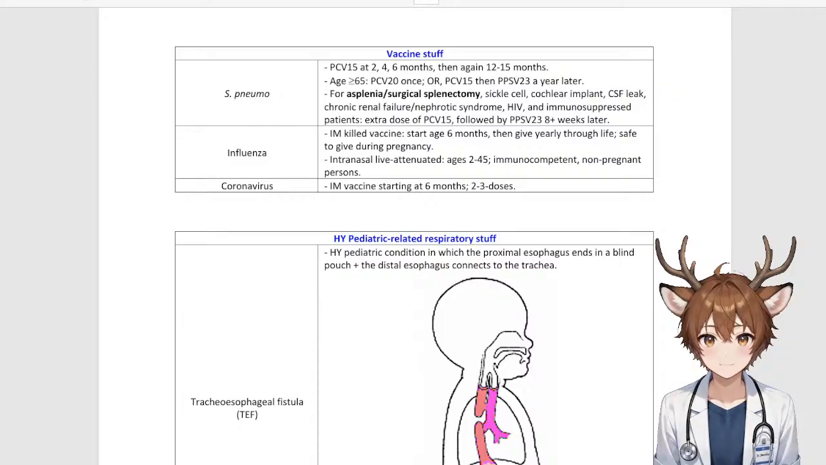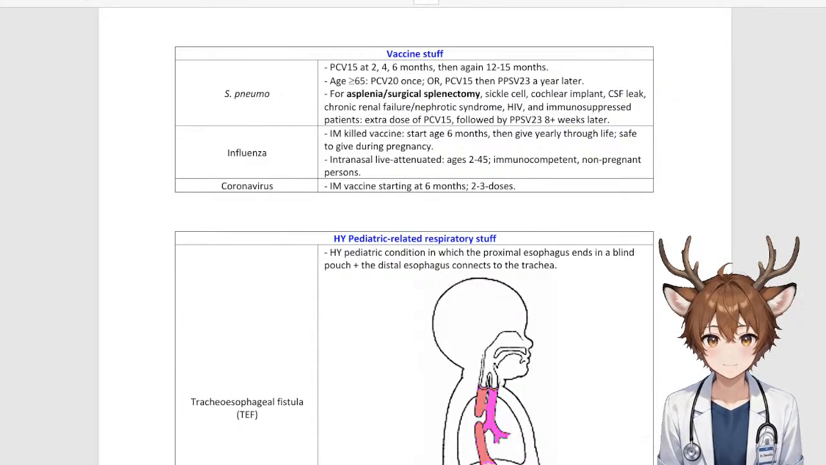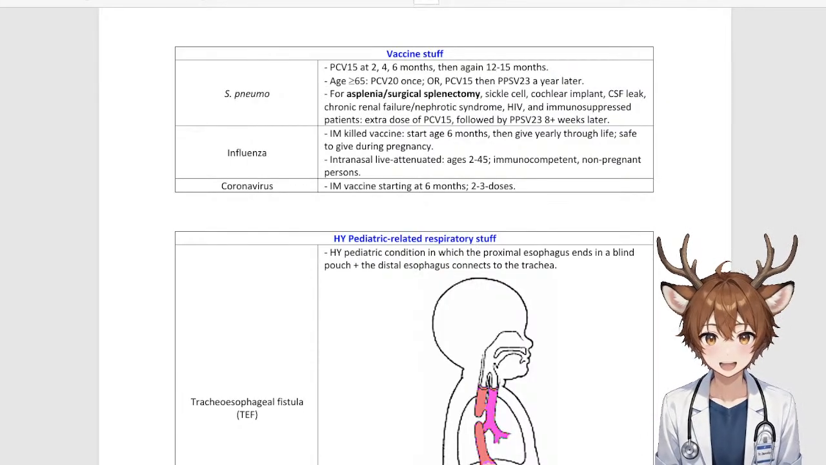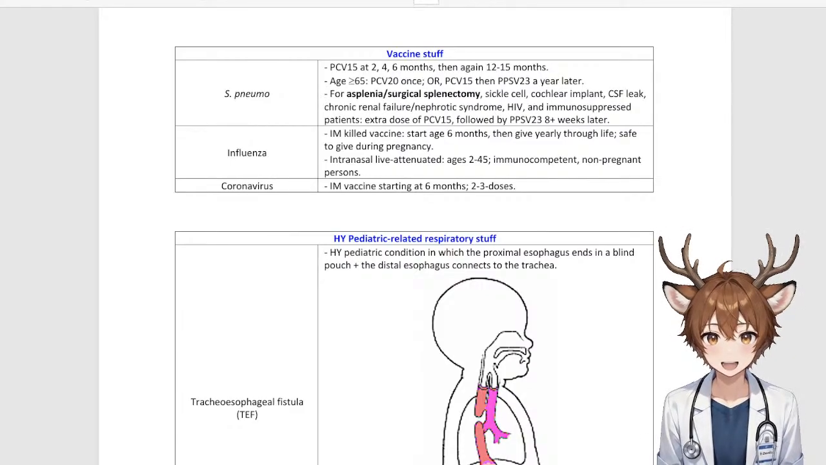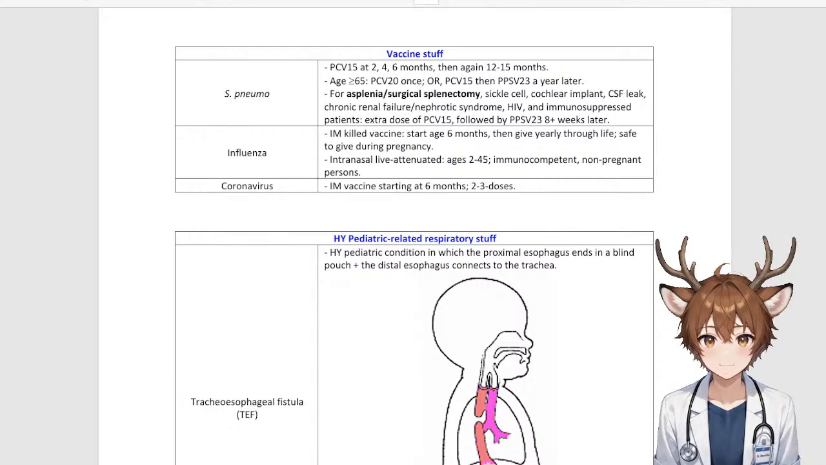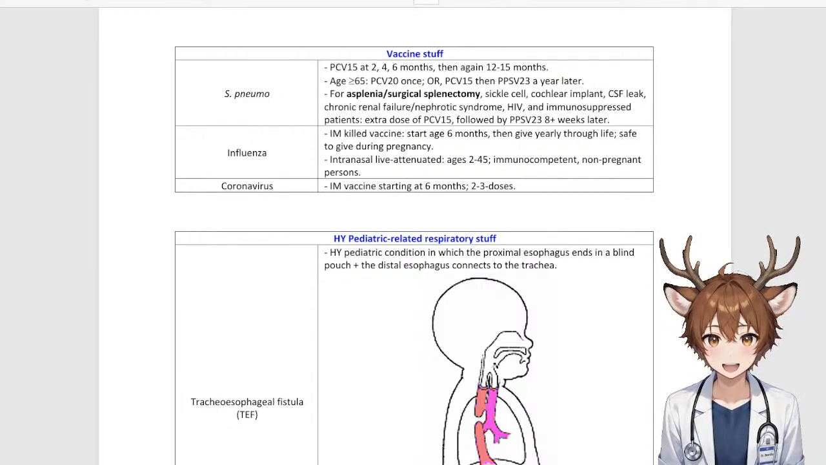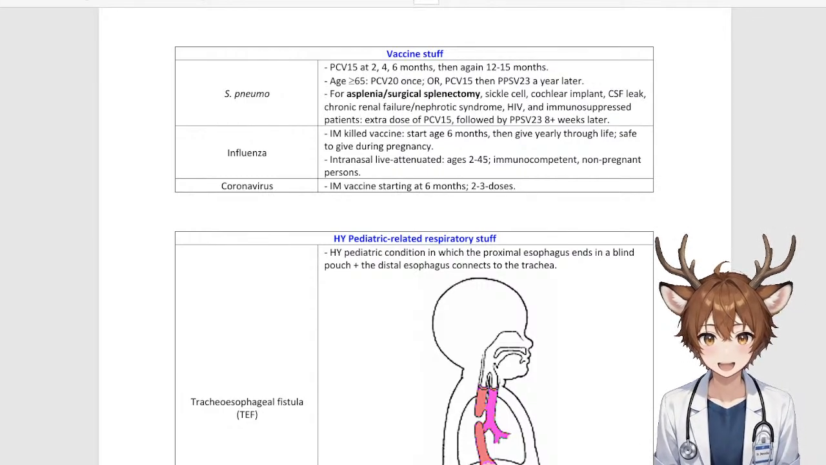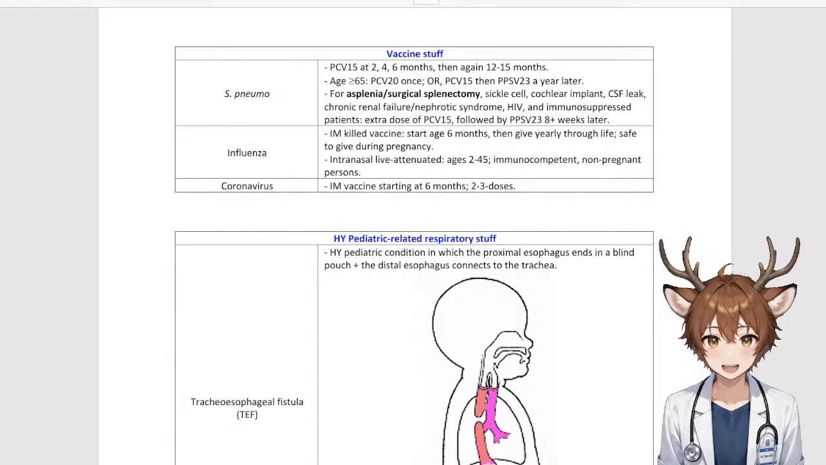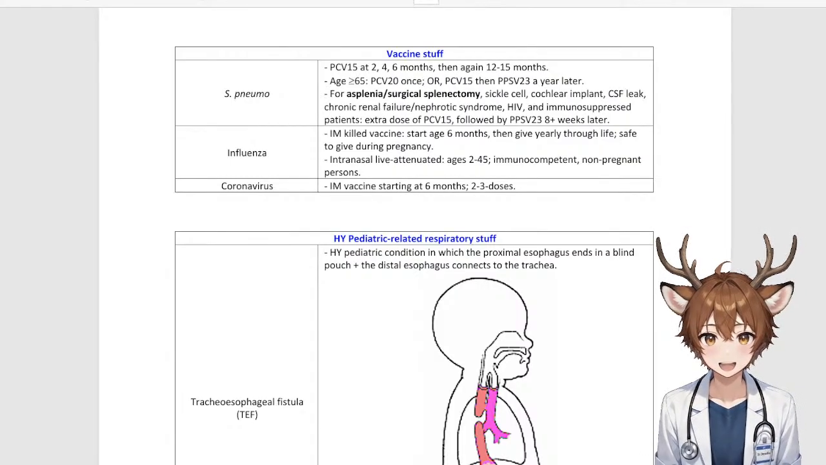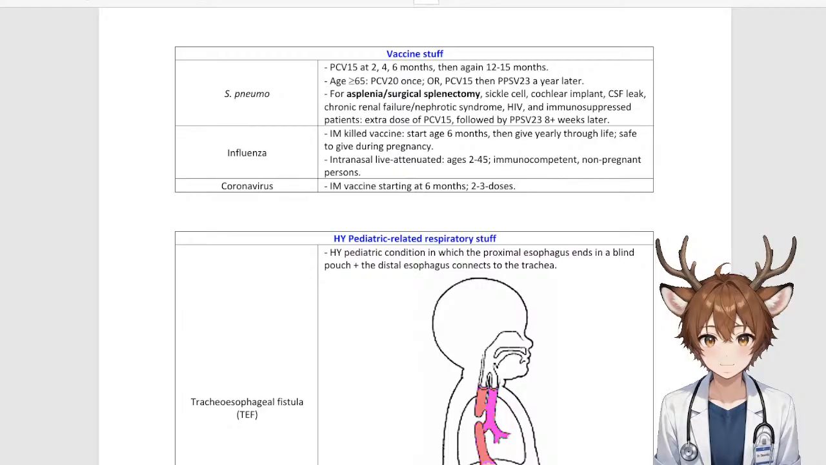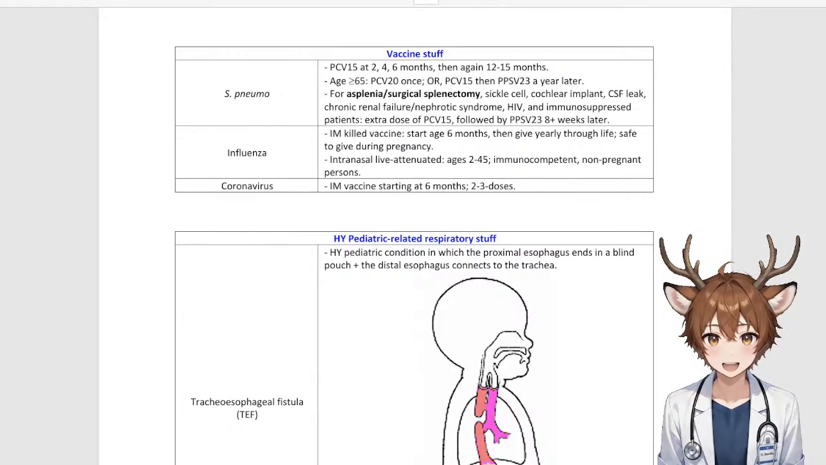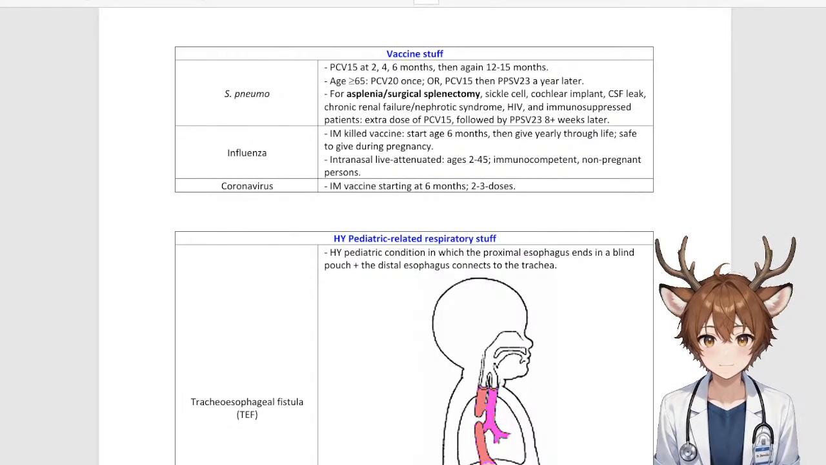Vaccine stuff. Strep pneumo, PCV15 at 2, 4, and 6 months, then again at 12 to 15 months. Age 65 and older, PCV20 once, OR PCV15, then PPSV23 a year later. For asplenia/surgical splenectomy, sickle cell, cochlear implant, CSF leak, chronic renal failure, nephrotic syndrome, HIV, and immunosuppressed patients, extra dose of PCV15, followed by PPSV23 8+ weeks later.